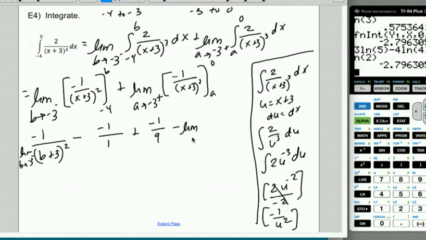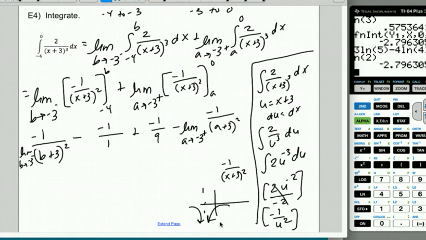minus the limit as a approaches negative 3 from the positive of a negative 1 over a plus 3 quantity squared. So let's picture what negative 1 over x plus 3 quantity squared looks like as a graph. It has a vertical asymptote at negative 3, and both sides are going to do this. You can check by plugging in values, but because it's squared, that's what's going to happen. Both sides are going to go in the same direction. So when we approach from both sides, it's going to end up being negative infinity.